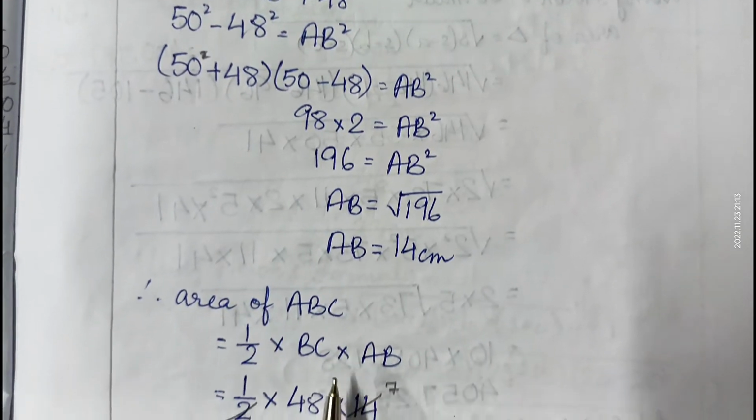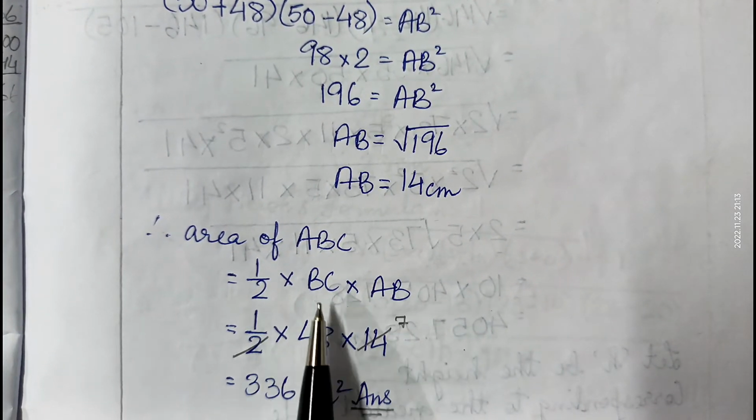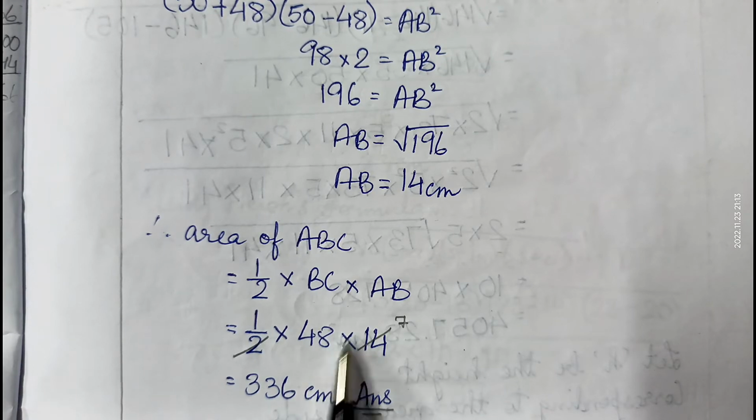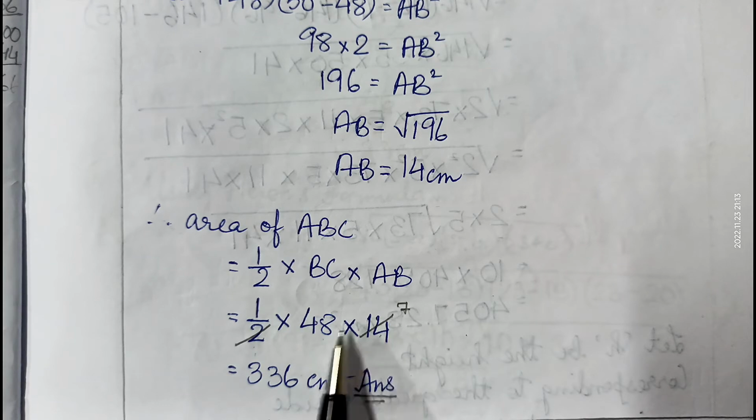Now if you want to calculate the area, we have to use the formula half into base into height. Half, base given in the question 48 and height we got 14. 14 can be cancelled by 2, it will be 7, and 48 into 7 will be 336. 336 centimeter square is the area of the given right angle triangle.